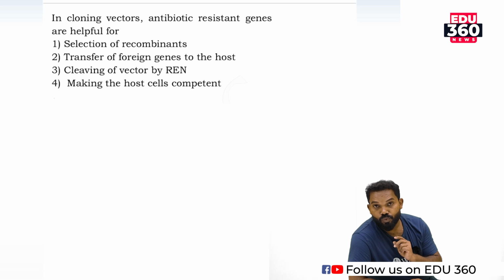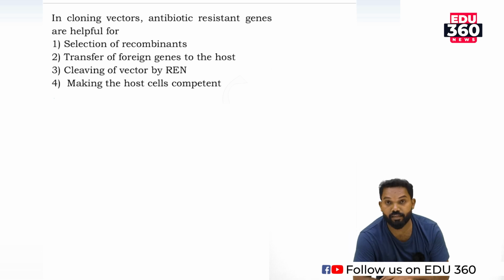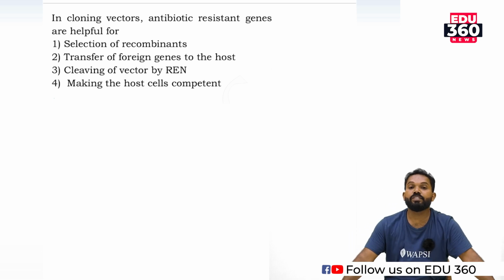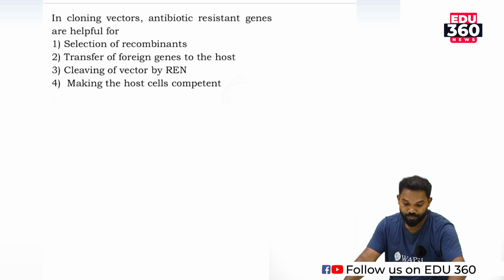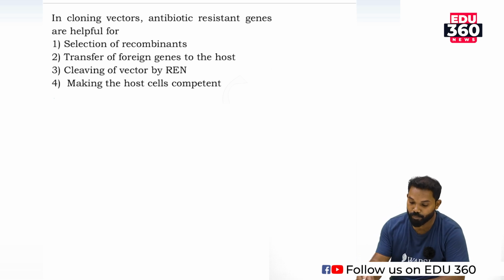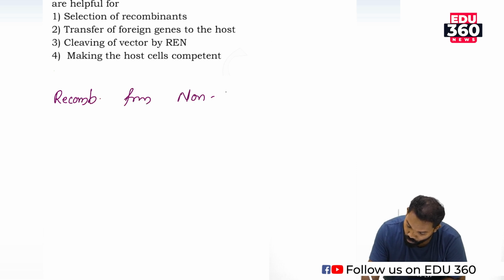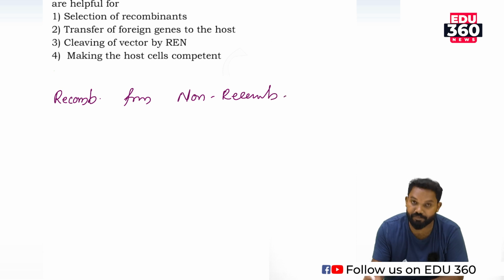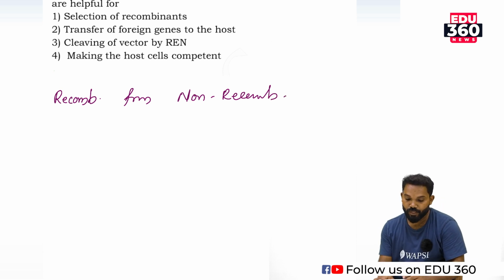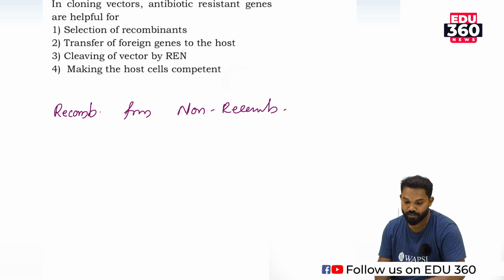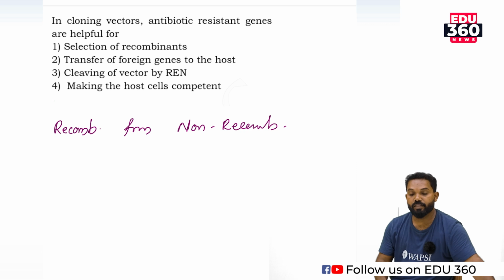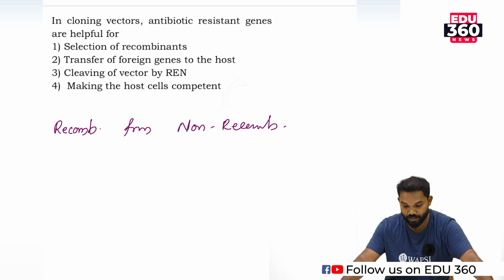These two antibiotic resistance genes help in the selection of recombinants from non-recombinants. The selection of recombinants from non-recombinants is done with the help of these antibiotic resistant genes.